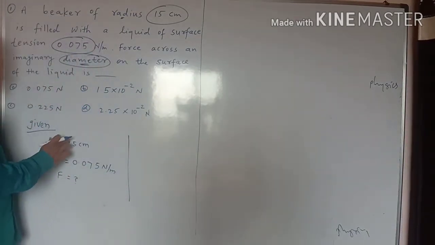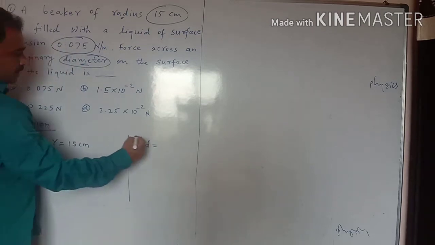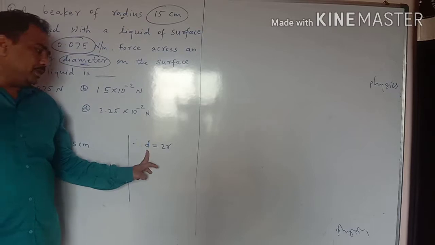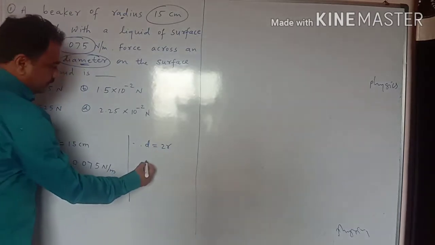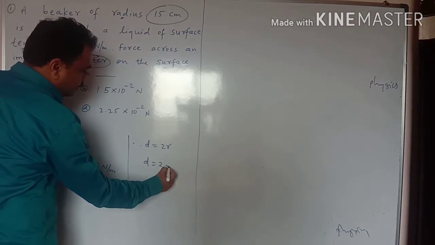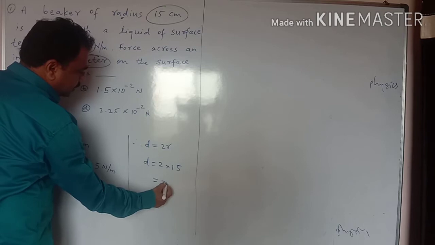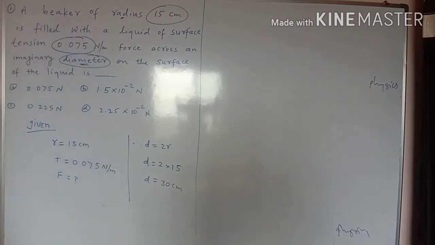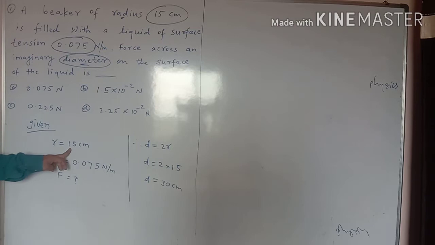We know the relation between diameter and radius. If radius is given, then the diameter of the beaker will be 2 into r, that is twice the radius. So it is 2 multiplied by 15 centimeter, which is 30 centimeter. So this is the diameter, and this one is the radius.